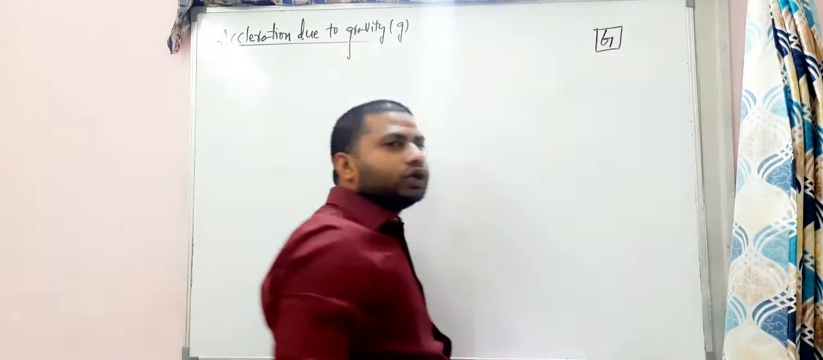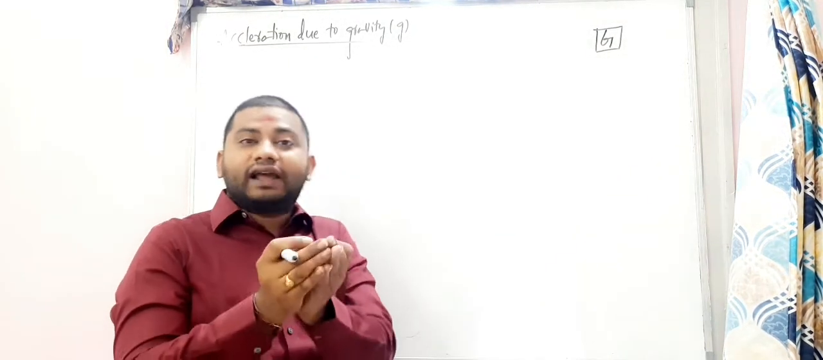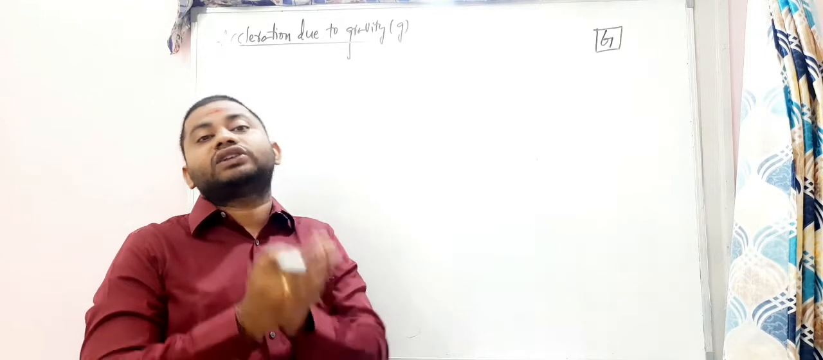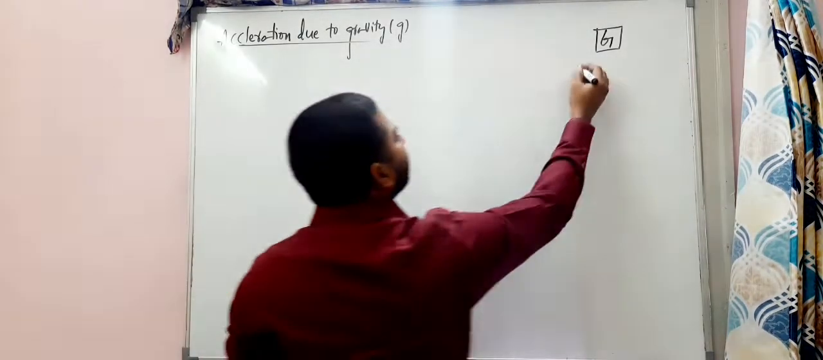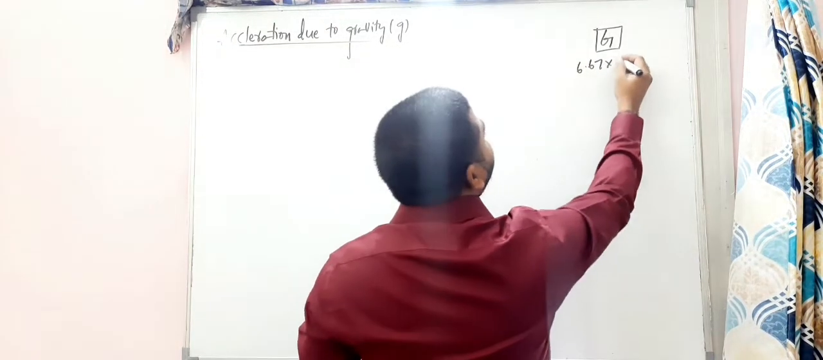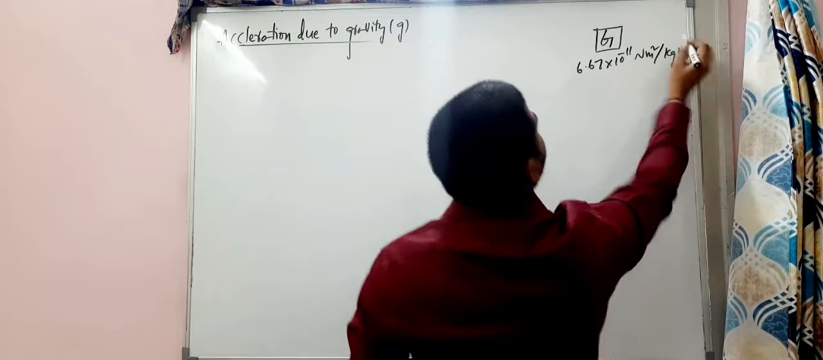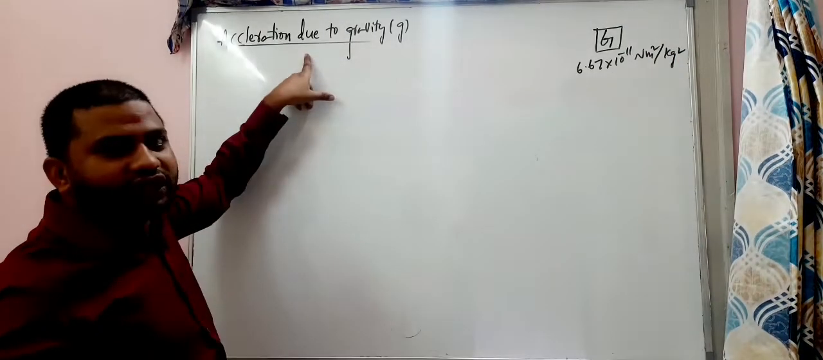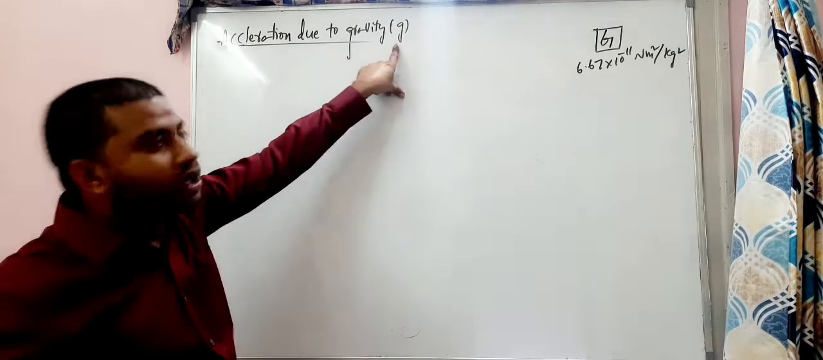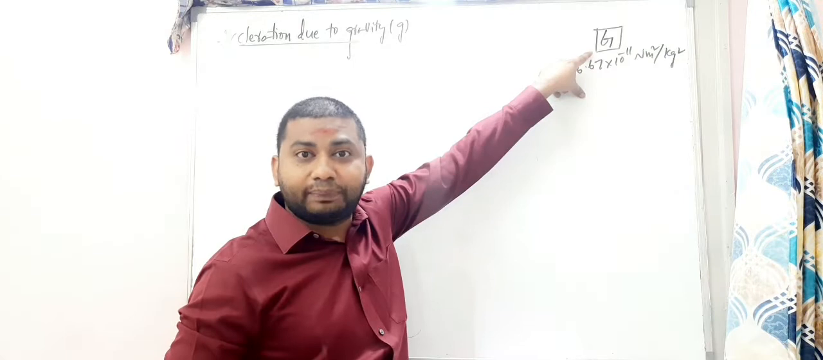This is called the universal law of gravitation, in which the G value is the universal gravitational constant. We got the value 6.67 into 10 raised to minus 11 Newton meter square per kg square. Now this acceleration due to gravity is denoted with the symbol small g, and this universal gravitational constant is denoted with the symbol capital G.